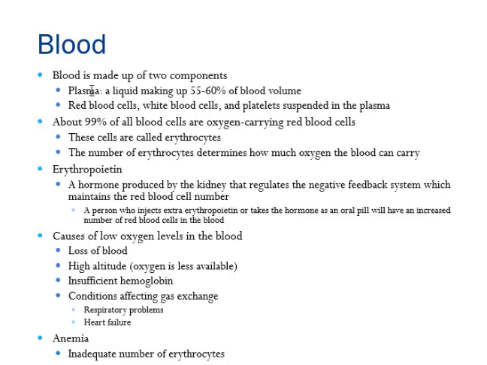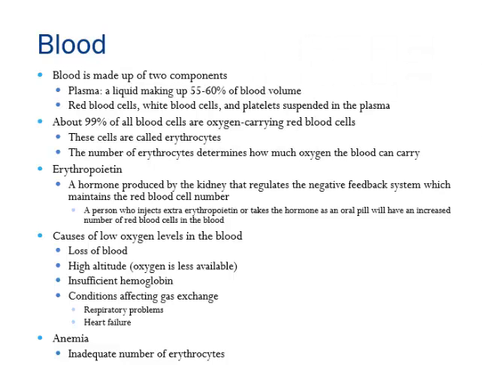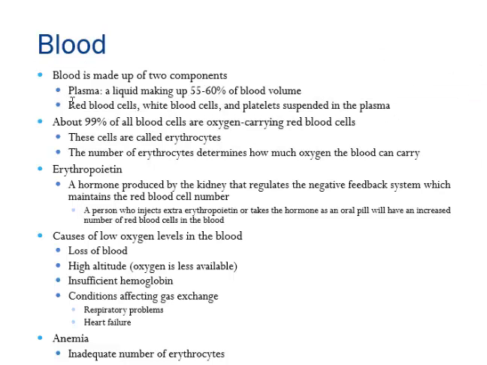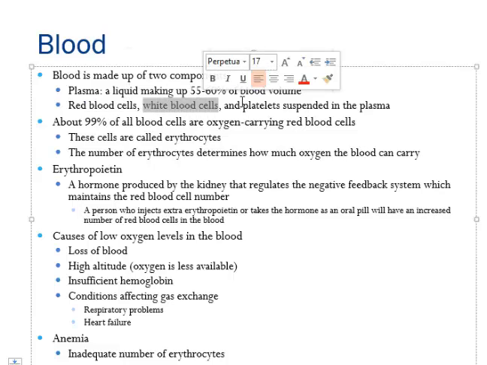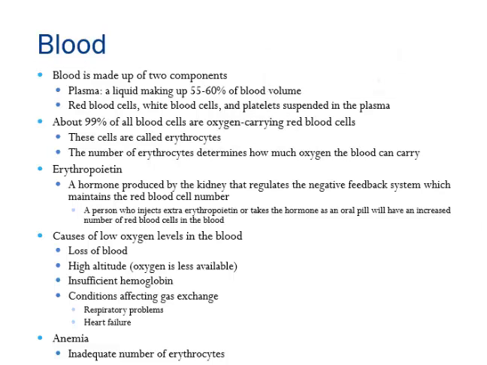Blood is made of plasma, which is most of the blood volume, 55 to 60%, which is basically a liquid, watery substance. That's what makes the blood liquidy, because it's made up mostly of plasma. And also you've got red blood cells, white blood cells, and platelets. The red blood cells carry the oxygen, the white blood cells fight off infection, and the platelets are necessary in order to clot the blood.